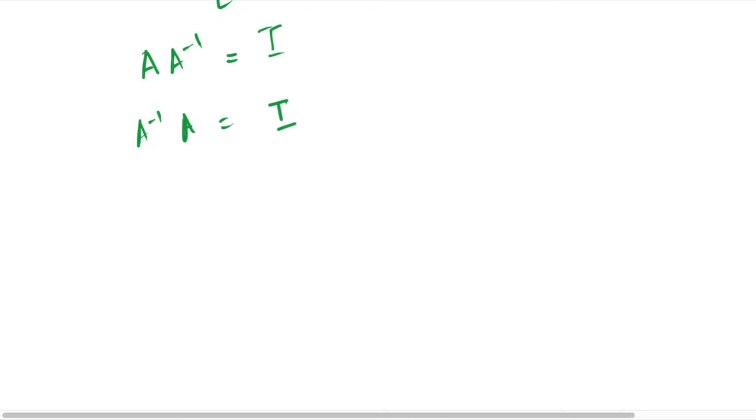Okay, so now moving along. So again, going back to the definition, right? If B is an inverse of A, then A into B has to be equal to I, and also B into A has to be equal to I, right?